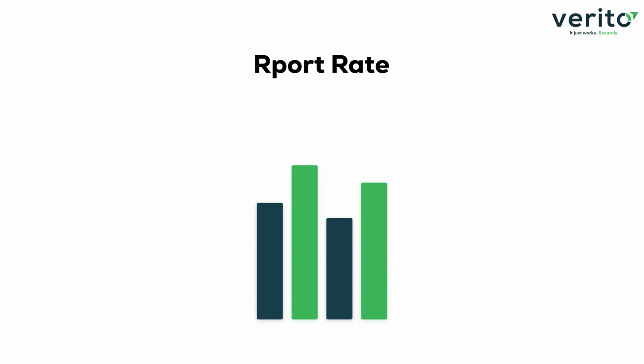2, start tracking one number, your report rate. When a suspicious email comes in, does your team tell someone? If they don't, you don't have a reporting problem, you have a culture problem. Fix the culture, then add simulation. If you want to go further, set up GoPhish and run a baseline test. Find out where your firm stands. Not to punish anyone, just to know, because knowing is the first step to getting better.